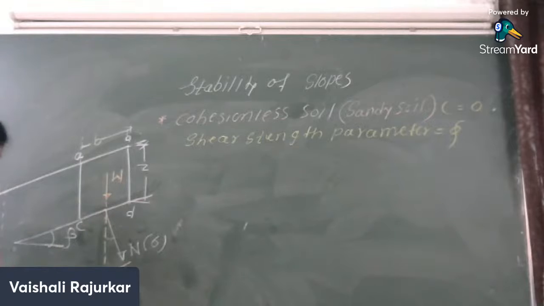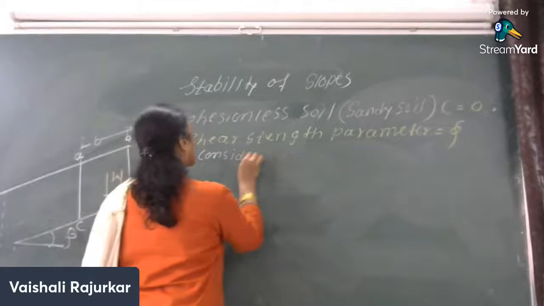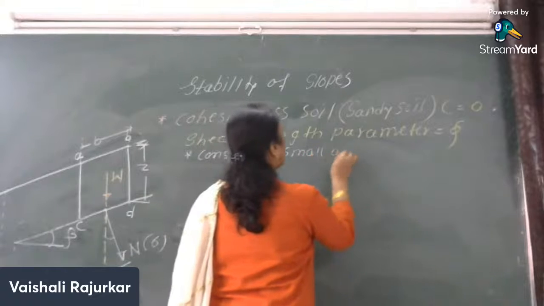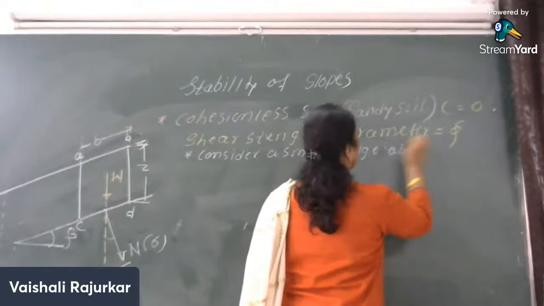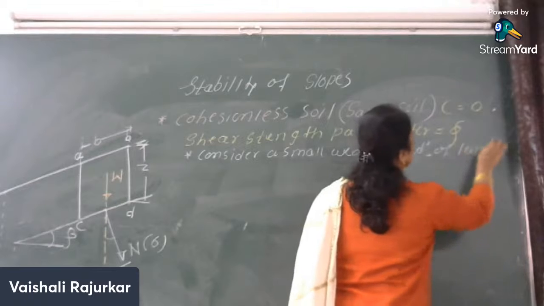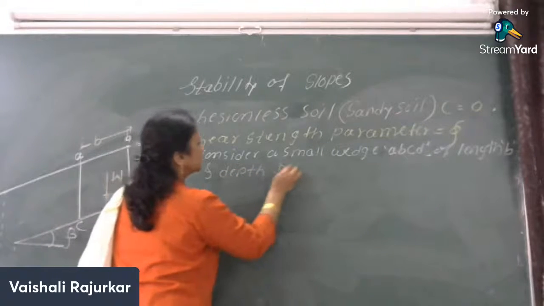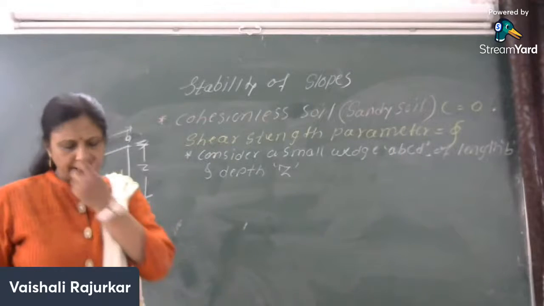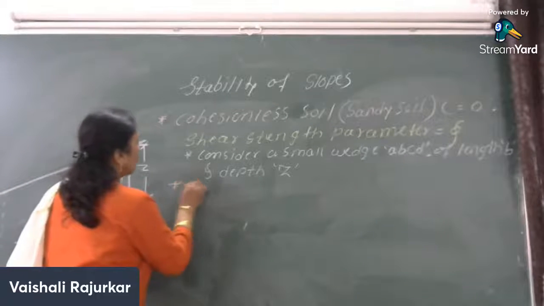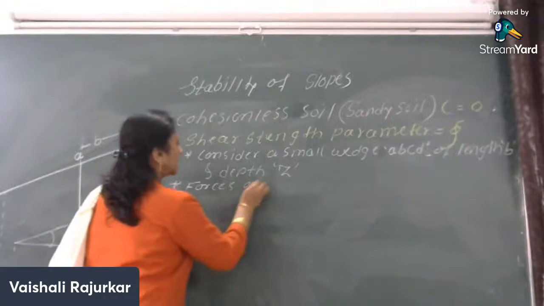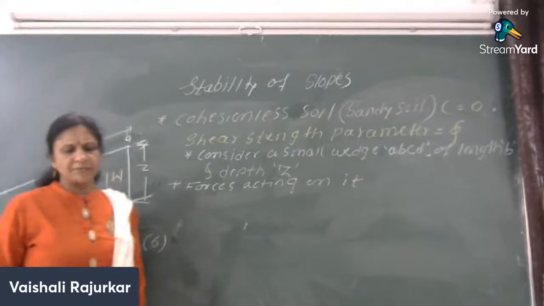Now we will consider a small wedge ABCD of length D and depth Z. Then the following are the forces acting on the wedge. First is the weight of the wedge.